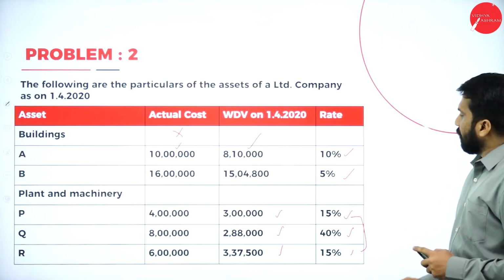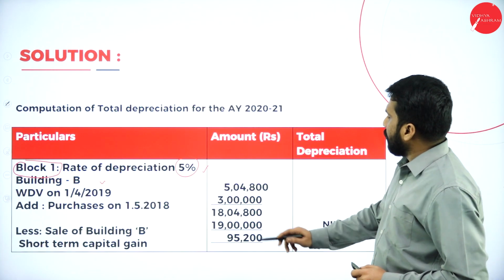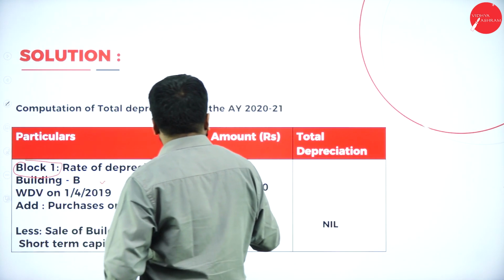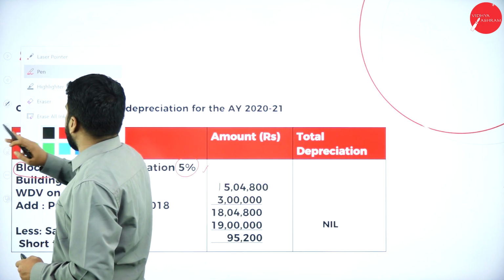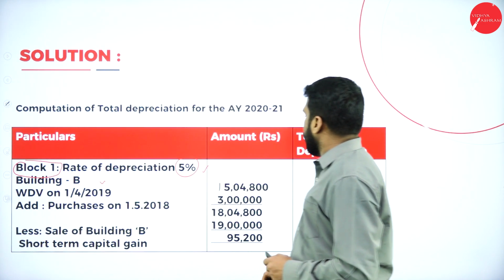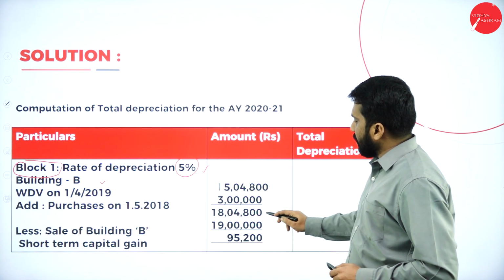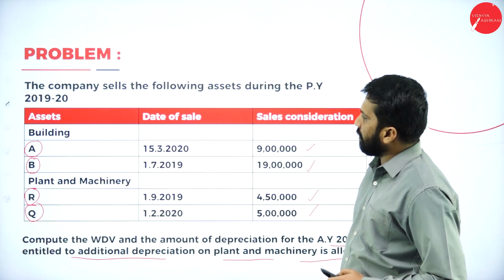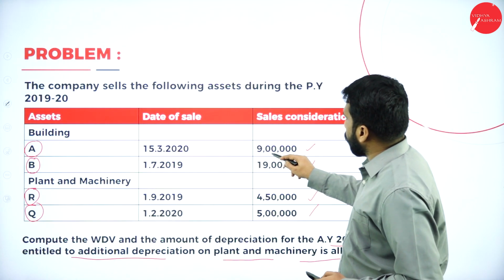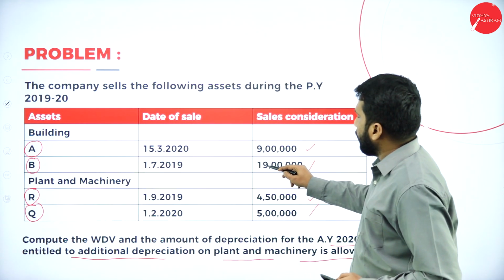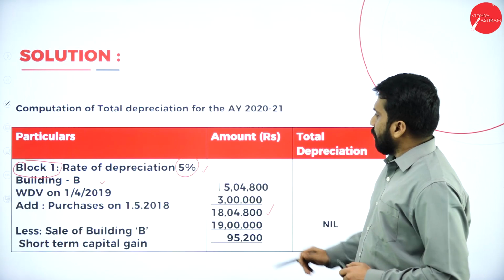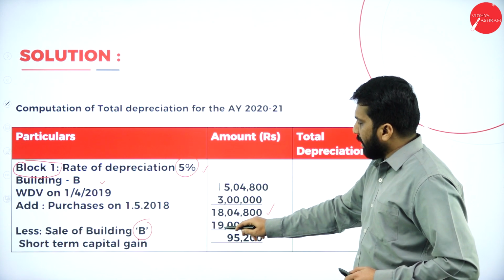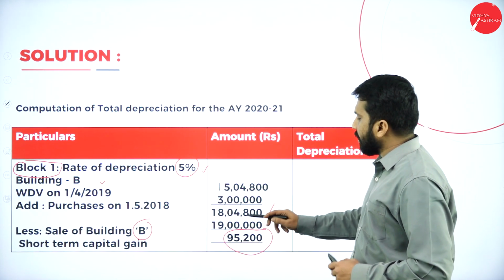I'll go back to the question. What is the 5%? 15 lakh 4,800. So, what is your opening value? The opening value is 15 lakh 4,800 plus 3 lakh. Total how much is it? 18 lakh 4,800. Now, minus sale. Why is there a sale? See, A is sold for 9 lakh, B is sold for 19 lakh. So B is sold for 19 lakh. 18 lakh 4,800 minus 19 lakh, your answer is 95,200.